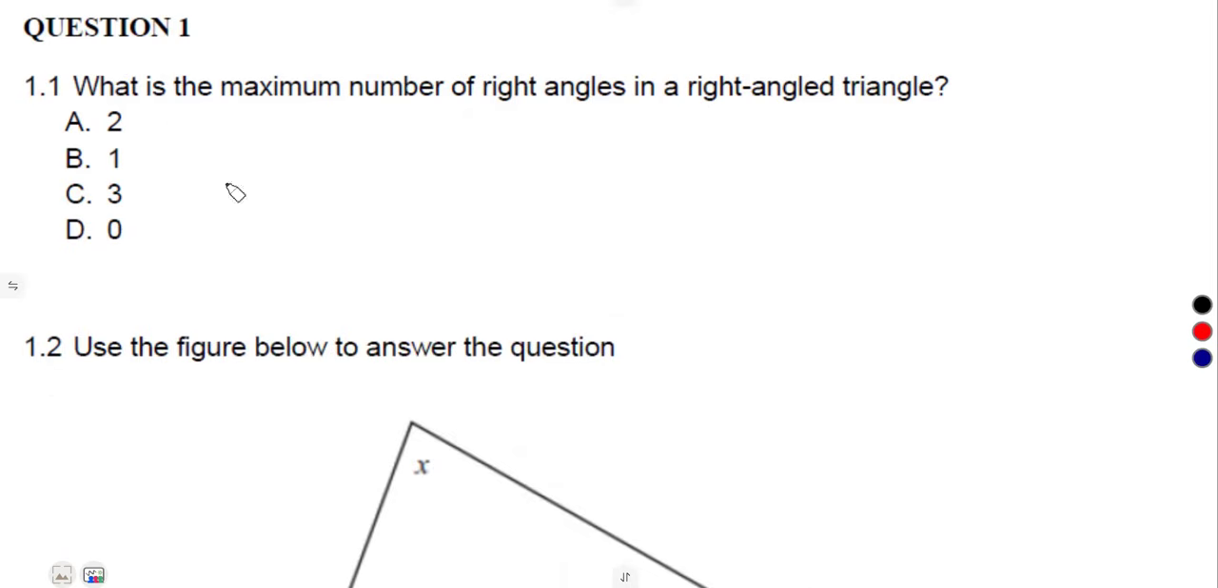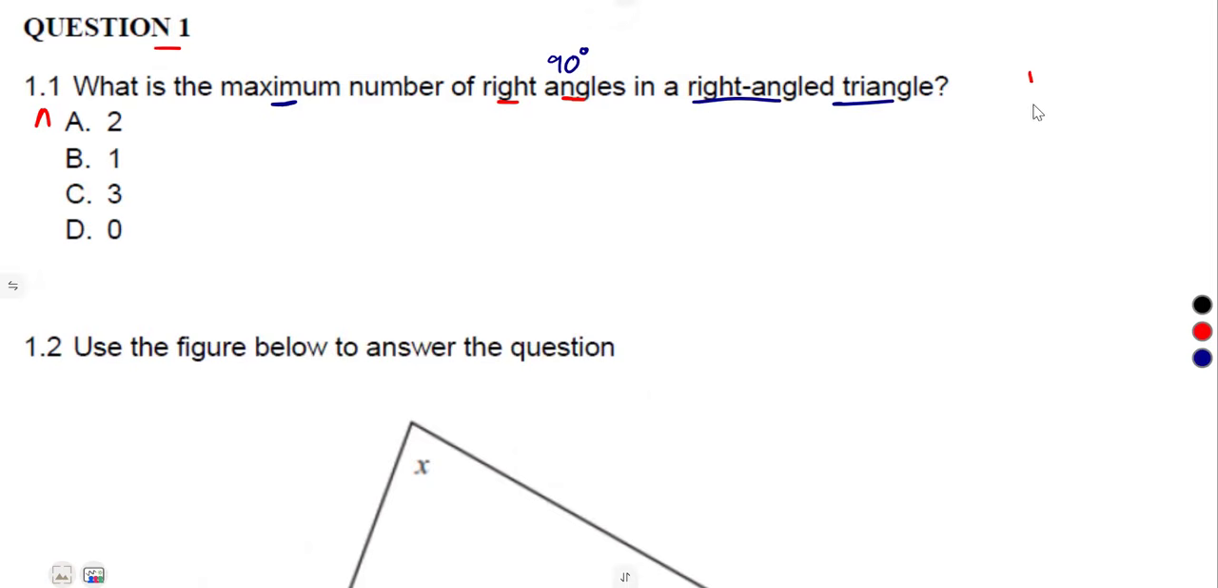So we're given question 1.1. What is the maximum number of right angles? Remember, right angles, we're talking about 90-degree angles. So we are given the maximum. What is the maximum in a right-angled triangle?